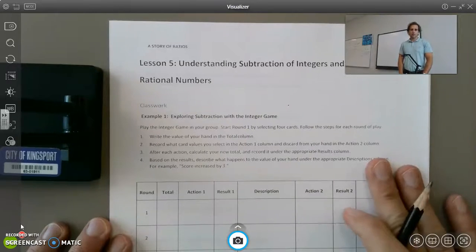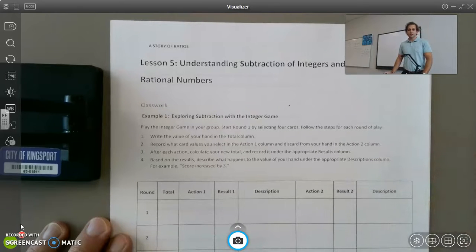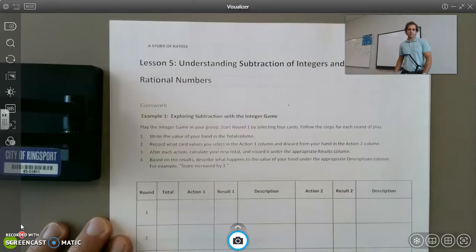And this is one of my favorite lessons of the 7th grade year because today we're going to have a huge paradigm shift. The way you think about a certain math operation is going to change forever.